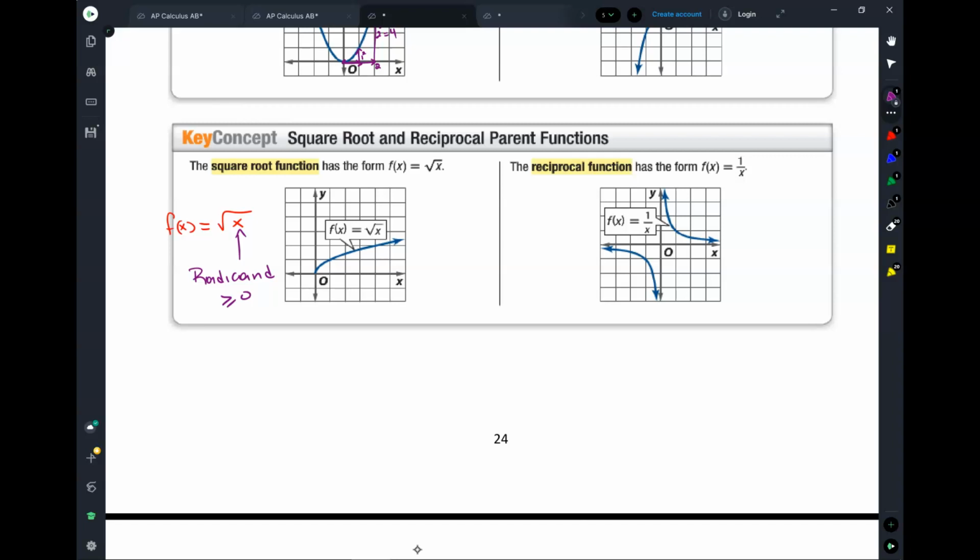And you see how that matches with the graph, because the graph only exists over the x values that are positive. It doesn't exist over the x values that are negative. So you see how the domain based on the function matches how the graph looks and the domain on the graph, right?